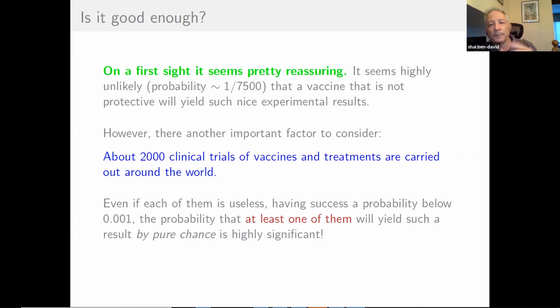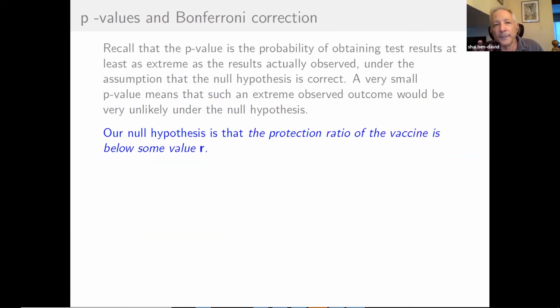The most naive way, I mean, I will be happy to discuss more sophisticated ways later at the end, but the most simple way of accounting for that is the Bonferroni correction. So let me just remind you, the p-value is what we've been discussing so far. It's the probability of seeing test results as we saw, given our assumption, the null hypothesis, that the vaccine is ineffective. So our null hypothesis is that the protection factor of the vaccine is below some value R, or 0.6. And the p-value is the probability that under such an assumption, we'll see the nice results that we saw.